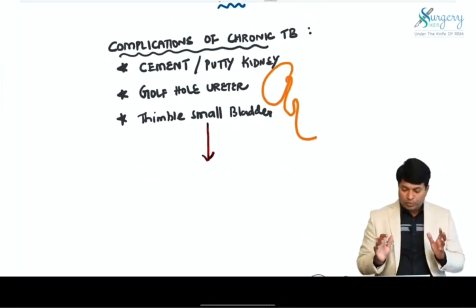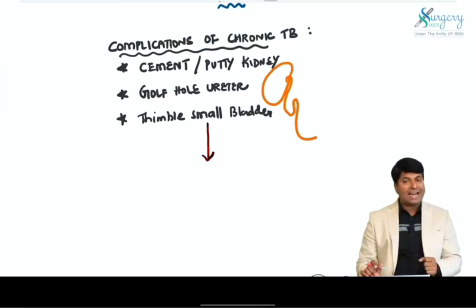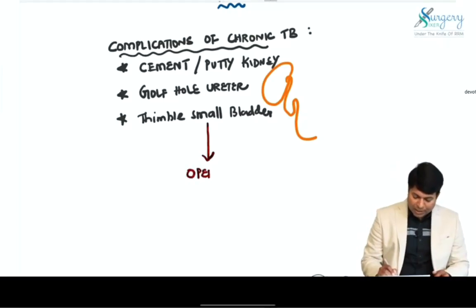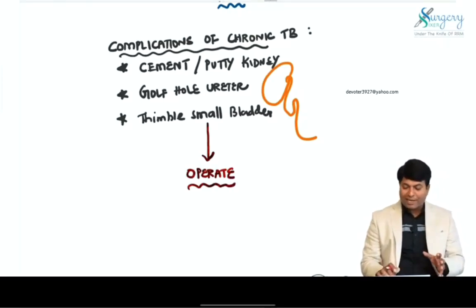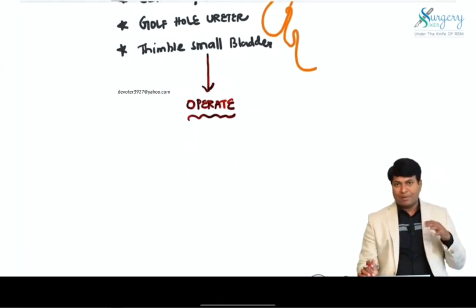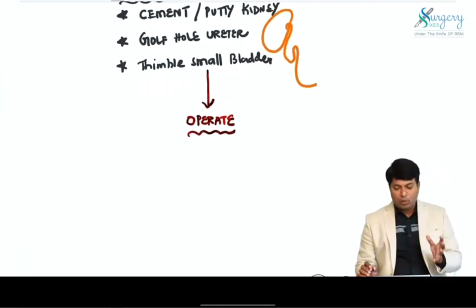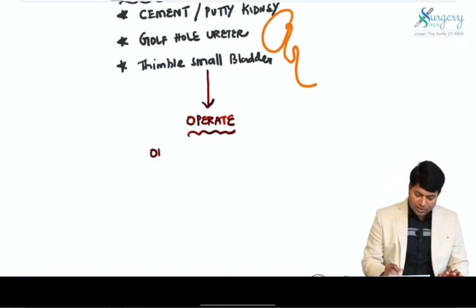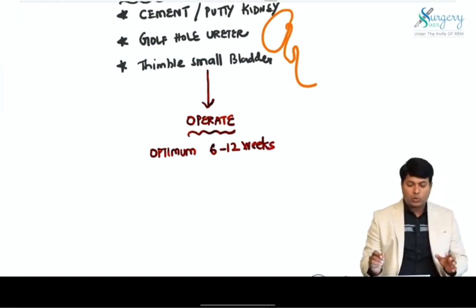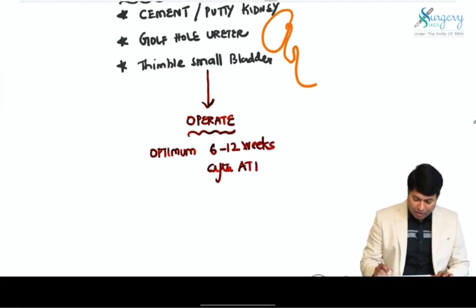If it is a chronic TB causing multiple complications like urinary tract obstruction and other problems, we have to operate. Acute TB can be treated with ATT, but chronic TB patients will have multiple other comorbid features. Hydronephrosis, secondary urinary tract infection, everything can happen. For a patient with cement kidney, golf hole ureter, thimble bladder, the optimum time of surgery is 6 to 12 weeks after starting ATT. So under cover of ATT, we operate at 6 to 12 weeks.